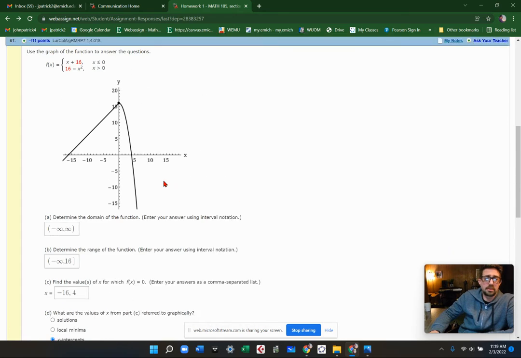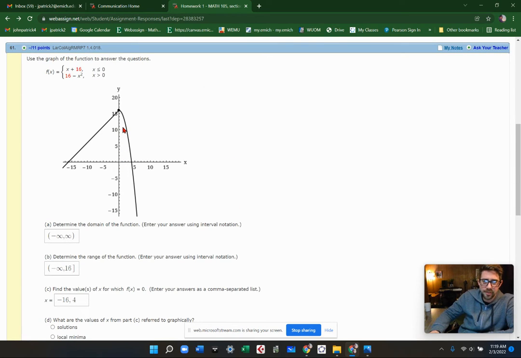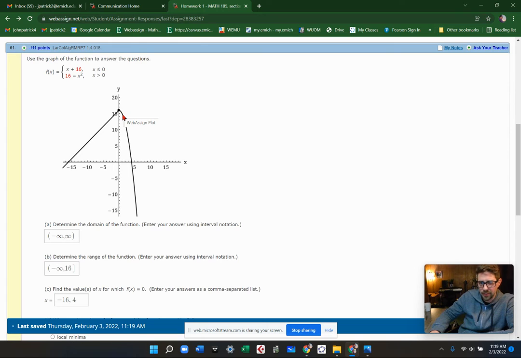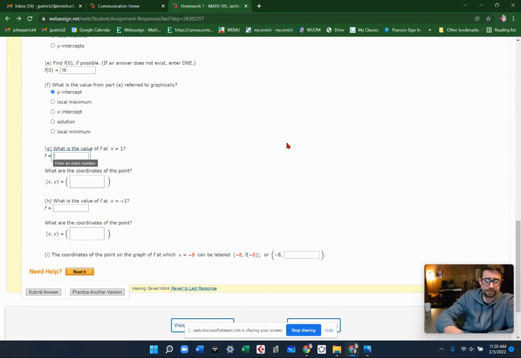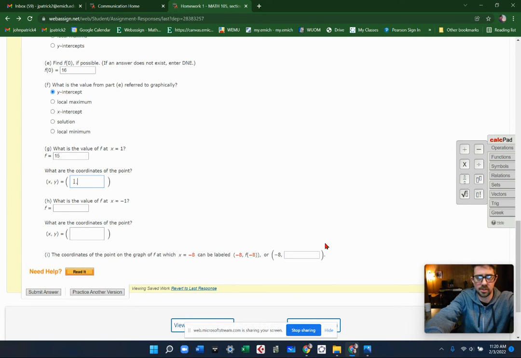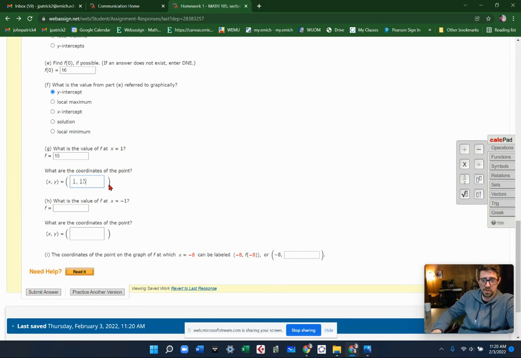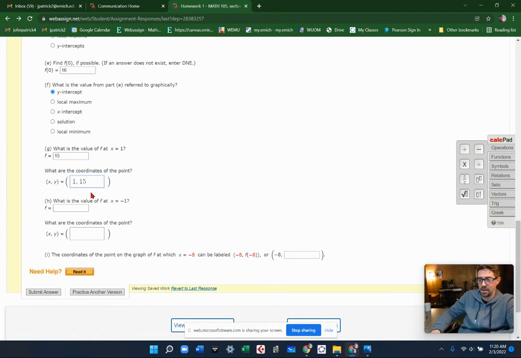What is the value of f of x when x equals 1? We can do a couple things. We can look at it and say f of 1 looks like it's 15, or we can look at the rule for the function and say 16 minus 1 squared is 15. So 15. What are the coordinates of the point? Well, this is just asking what are the coordinates of the point when x is 1. The thing I want to point out here is that there's already parentheses. A lot of people think they're doing something wrong because they just put another set of parentheses, and it's totally not their fault. So just note in WebAssign when there's already parentheses there.